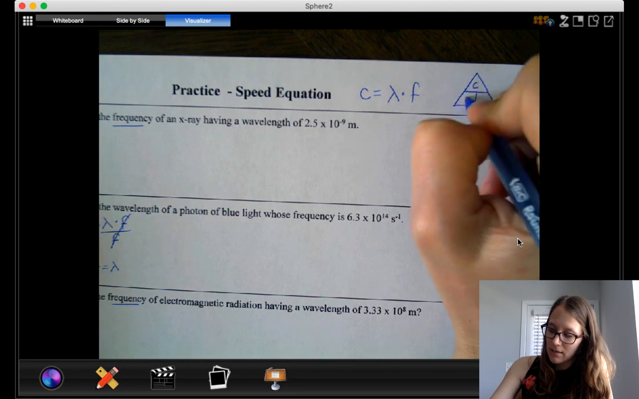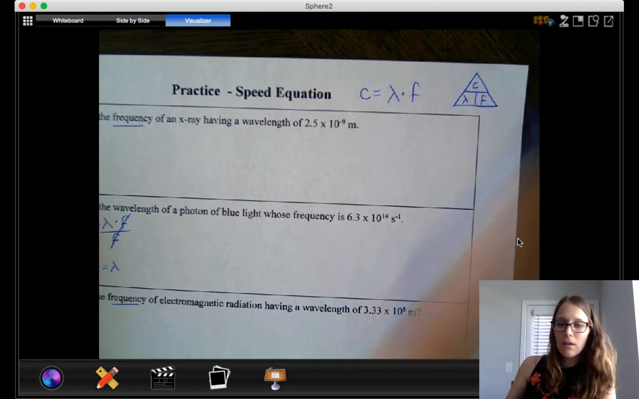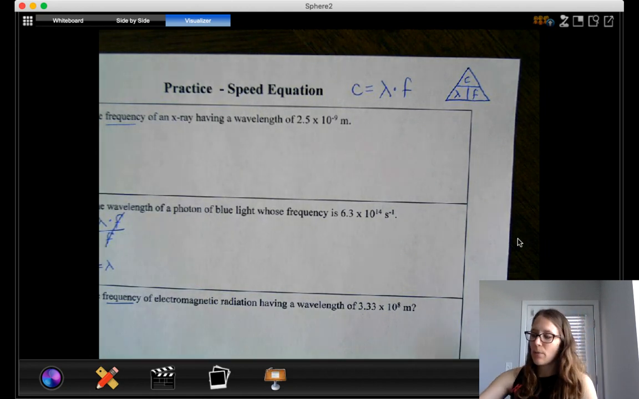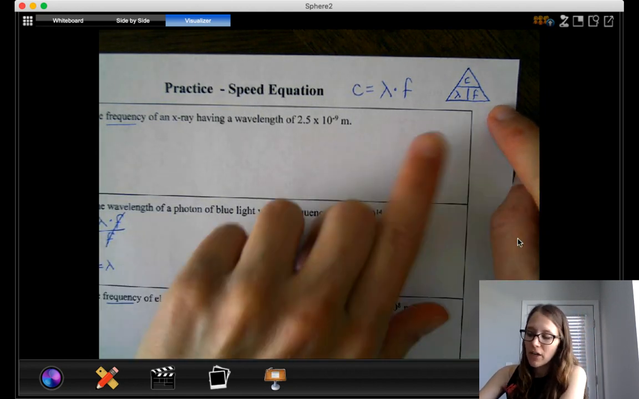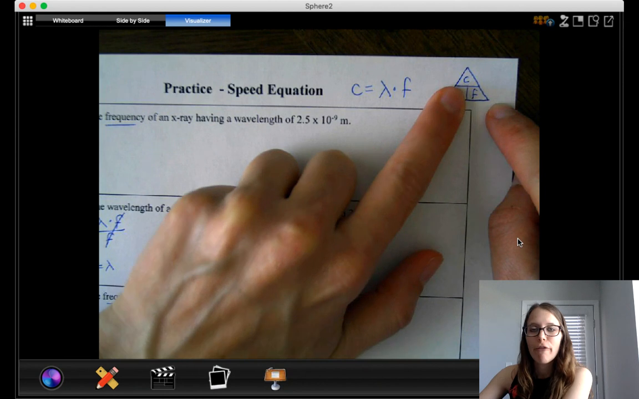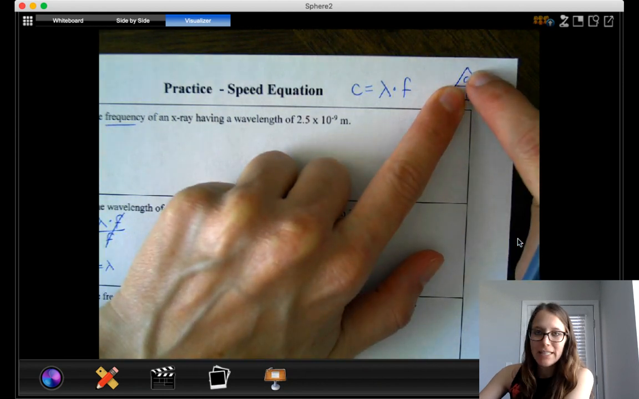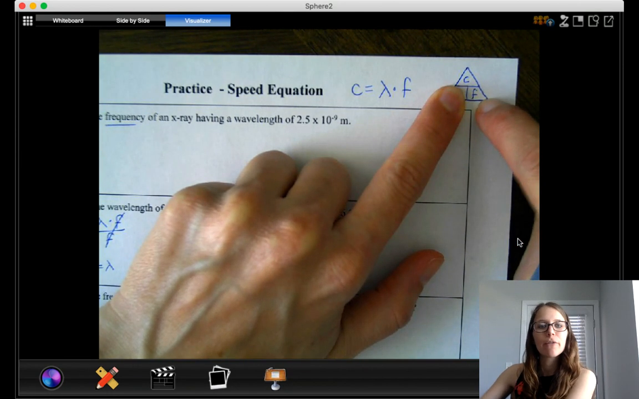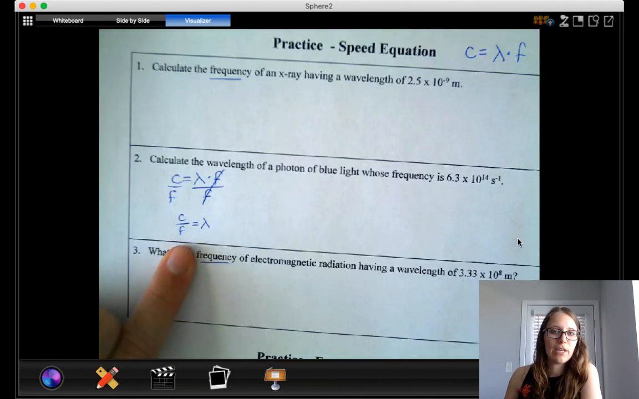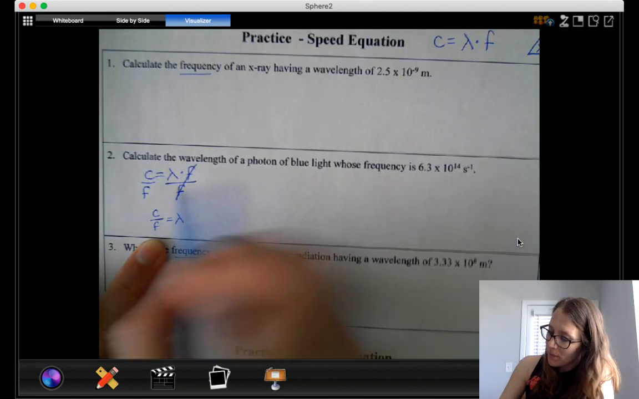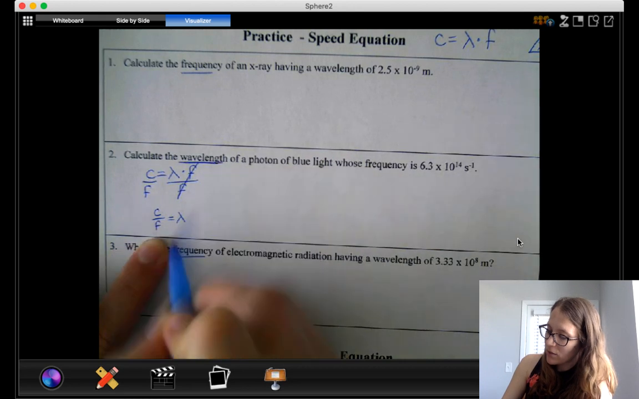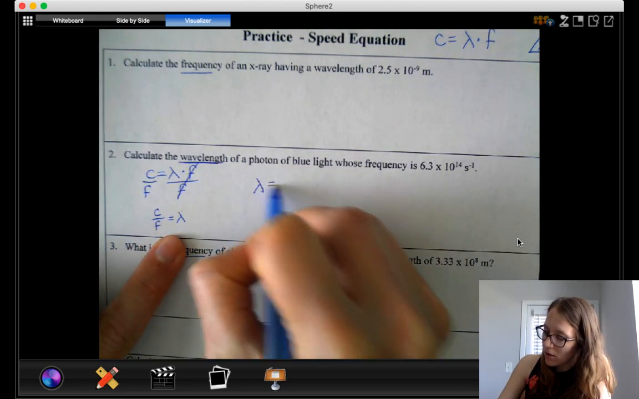So c on the top and then frequency and wavelength on the bottom. And you cover up the variable you're trying to solve for. If you're trying to solve for wavelength, our equation would be c divided by f, which is what we just did this way too. Okay. From here, so that said calculate the wavelength. So I have my equation all set up and ready to go.